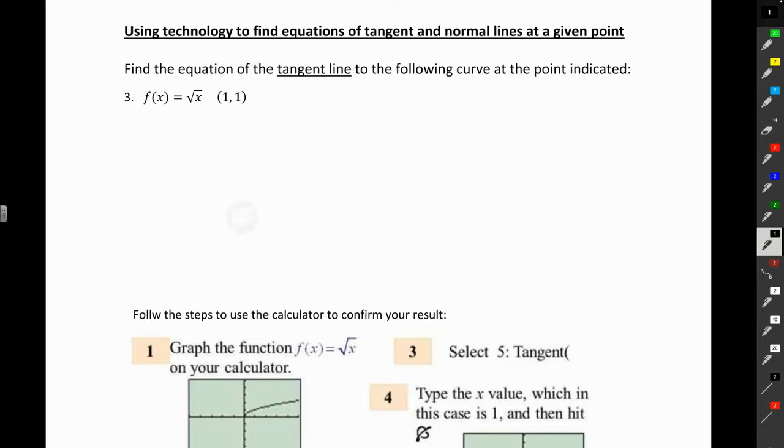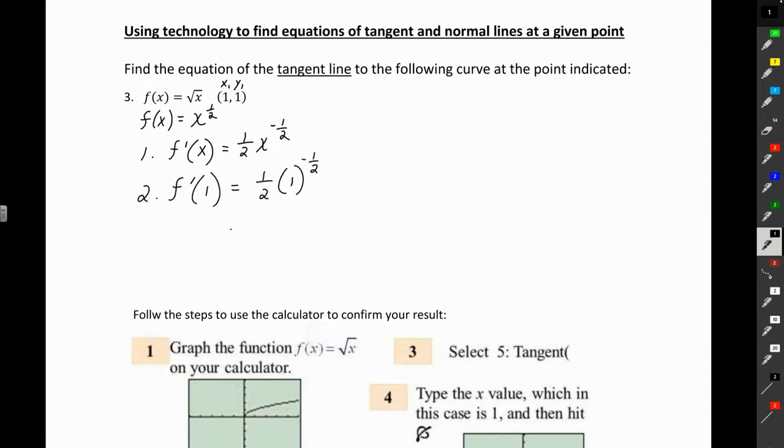I'm just going to rewrite this to be in exponential form. So I'm going to rewrite it as x to the 1/2 power. And now I'll go ahead and do step 1 and find the derivative. Then I'm going to take my value of x, which is 1, and input that into my derivative. When I do that, I get 1 over 2 root 1, which is just going to give me 1/2.